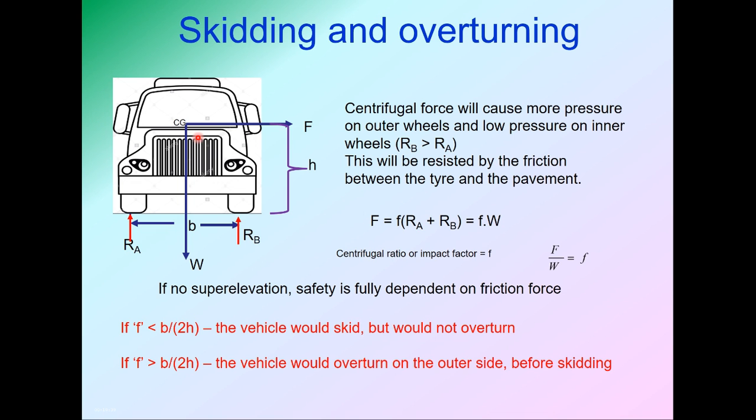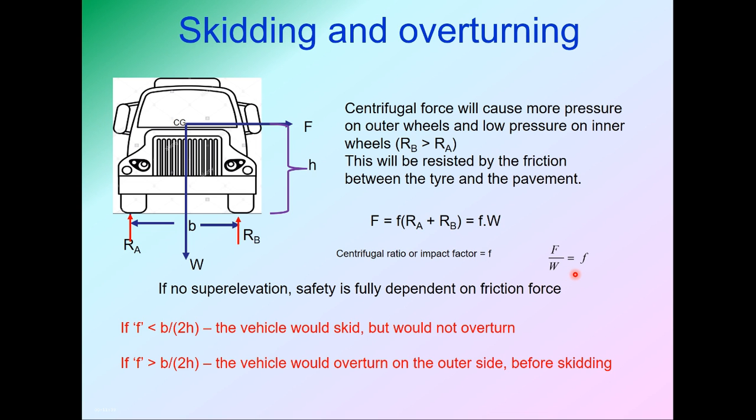Now, centrifugal force will cause more pressure on the outer wheel and less pressure on the inner wheel. That means if RB is the reaction at the outer wheel and RA is the reaction at the inner wheel of the vehicle, then RB will be more than RA because of this horizontal force. Now, this is resisted by the friction between the tire and the pavement. So this F, if there is no superelevation, if the vehicle is allowed to move on a flat surface, then this F should be equal to small f, the coefficient of friction, into RA plus RB. And this RA plus RB naturally will be equal to the weight of the vehicle, and therefore F should be equal to f into W.